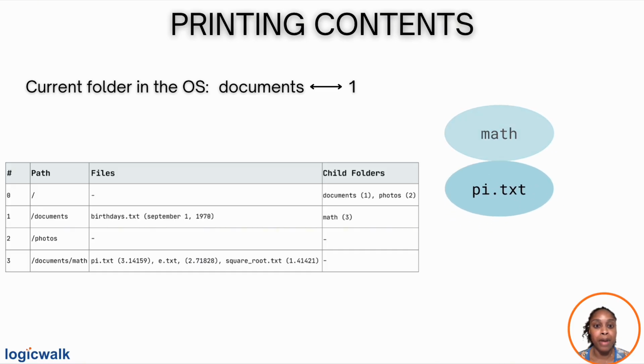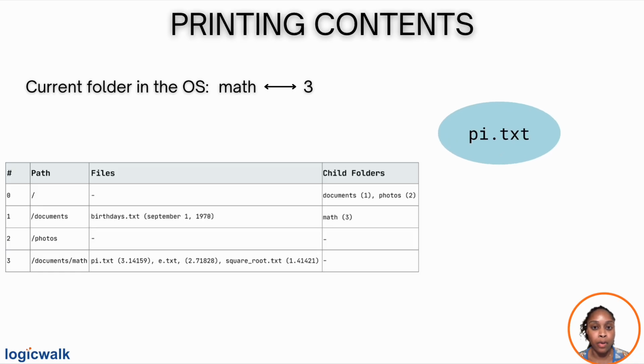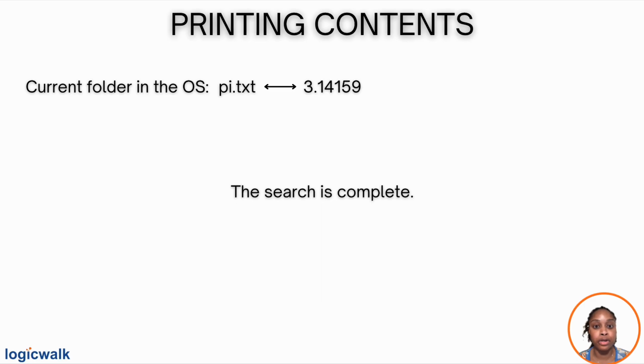Now the operating system pops the next element from the stack, which is math. The math folder is mapped to index value 3, so the LWOS moves into that folder. At this point, the stack is reduced to this. Next, the LWOS pops the text file from the stack and looks for it inside the math folder. Since the pi text file is the last part of the file path, the Logicwalk OS is going to look in the file's map. The text file's name pi is mapped to the value 3.14159, which is the data stored in the file. The stack is now empty, which means the search is complete.